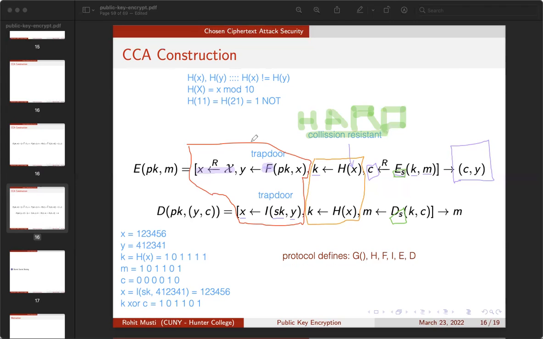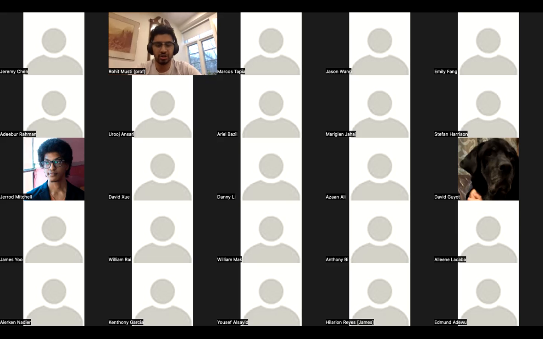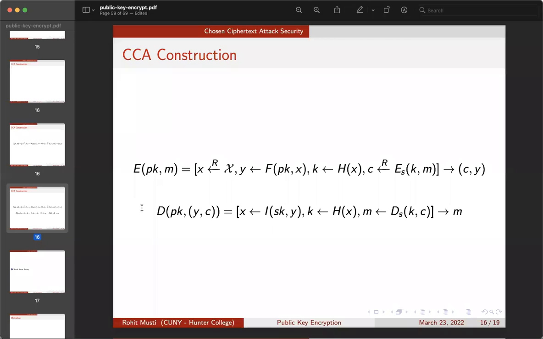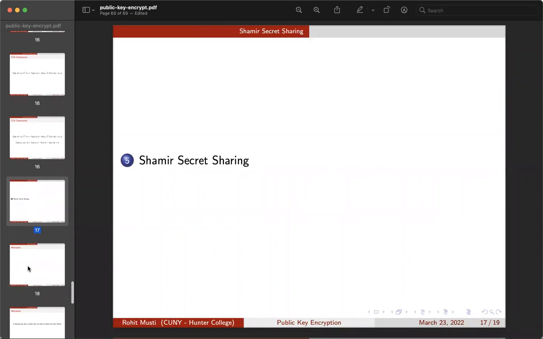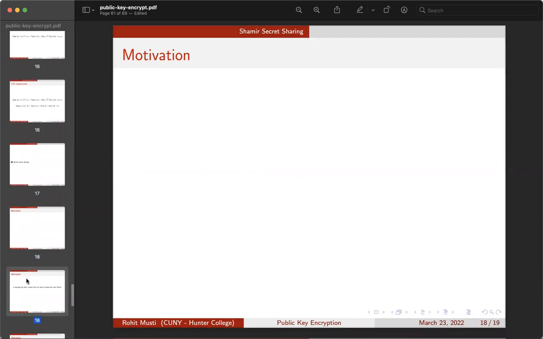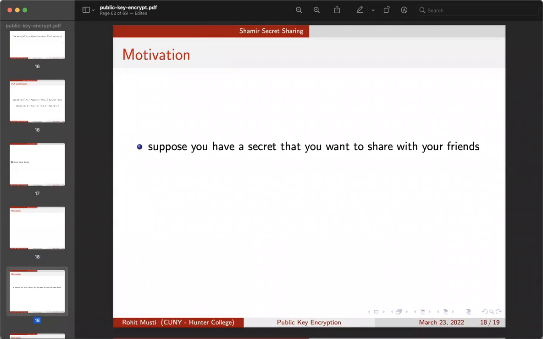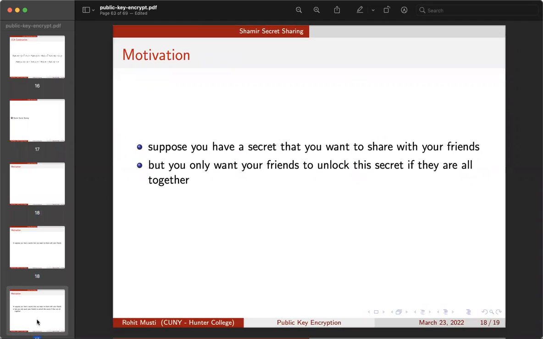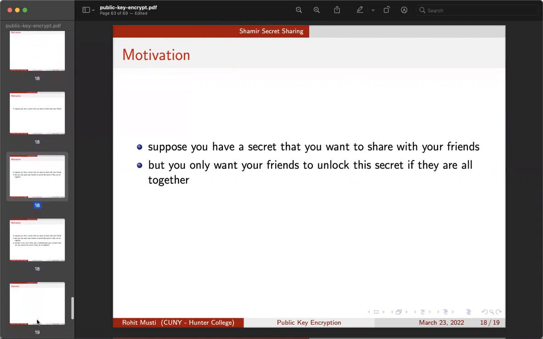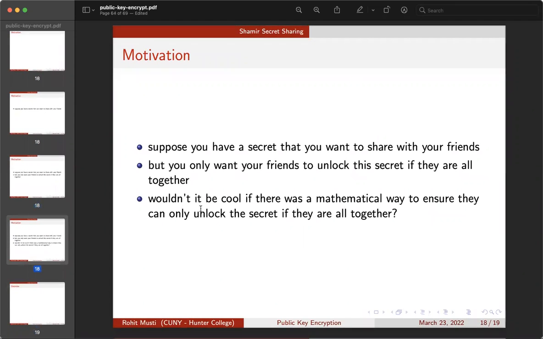Okay. I'm not seeing any more questions about this, so if it's all right with y'all, I think we'll move on to what I think is super, super cool, and that is Shamir secret sharing. So first let's motivate it. Suppose you have a secret you want to share with your friends, but you only want your friends to be able to unlock the secret if they're all together. Wouldn't it be cool if there was a mathematical way to ensure that?